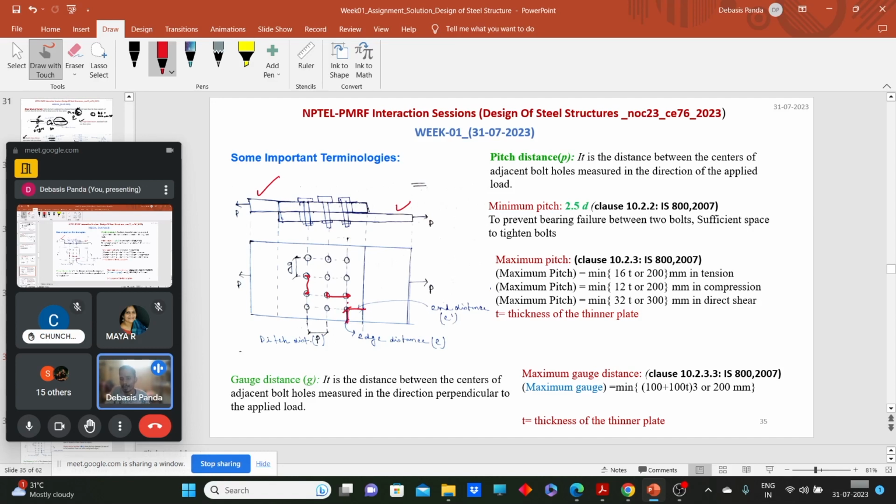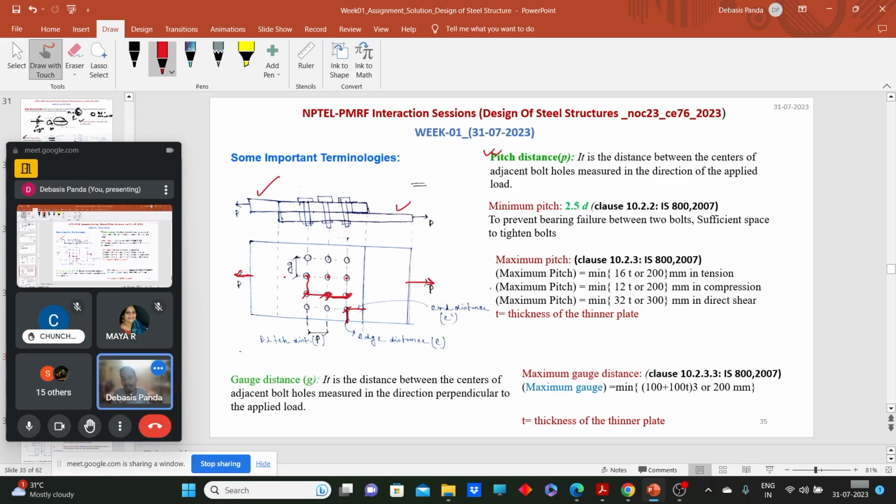How do we define these distances, or what are they called? First, the pitch distance. What do you call the pitch distance? It is the distance between centers of two adjacent bolt holes measured along the direction of applied load. Now think, what is the direction of applied load? This is the direction of applied load. So the center to center distance between these two consecutive bolt holes is known as the pitch distance.